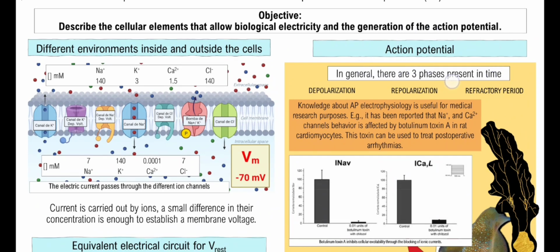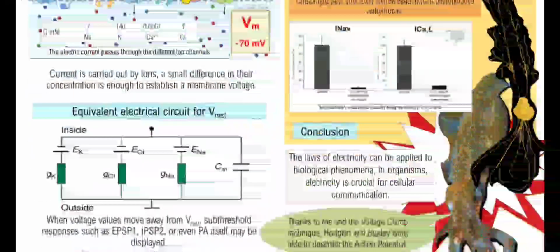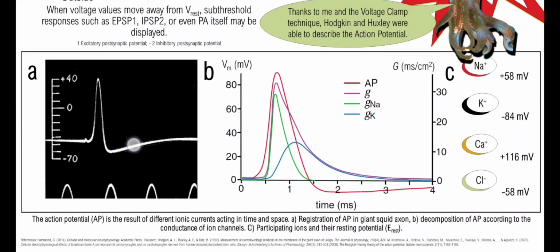In general, there are three phases present in time: a depolarization phase, a repolarization phase, and a refractory period. Here we have the scheme of the action potential. This is the actual record of the action potential in the giant squid axon from Hodgkin and Huxley experiments. And on this side, we have the representation of the action potential and all the currents, all the conductances that make up the action potential.